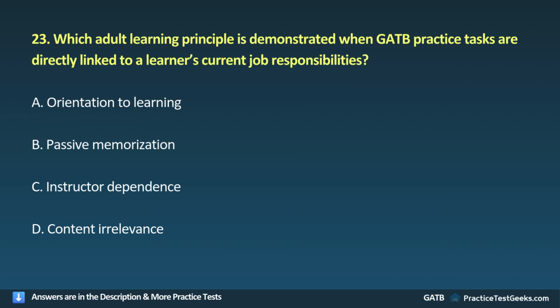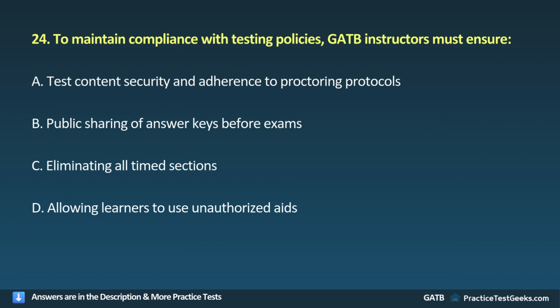B. Passive memorization. C. Instructor dependence. D. Content irrelevance. 24. To maintain compliance with testing policies, GATB instructors must ensure A. Test content security and adherence to proctoring protocols. B. Public sharing of answer keys before exams. C. Eliminating all timed sections. D. Allowing learners to use unauthorized aids.